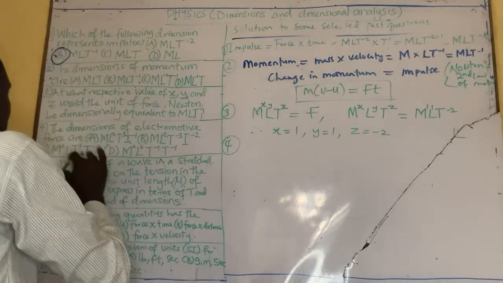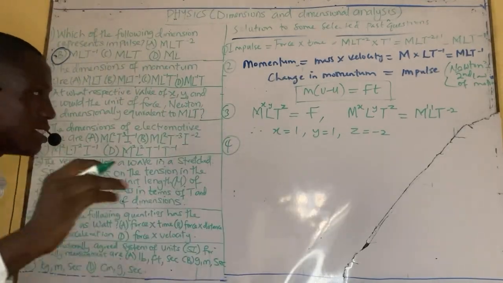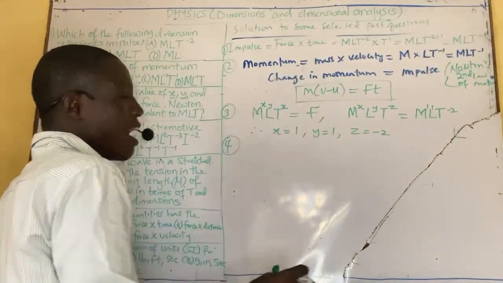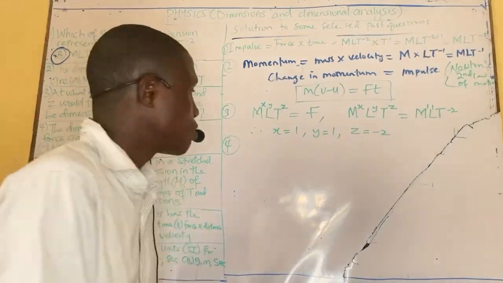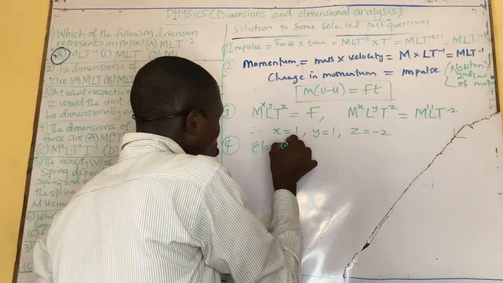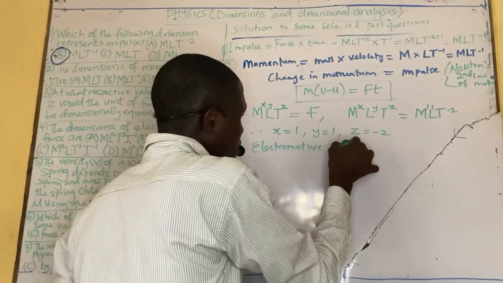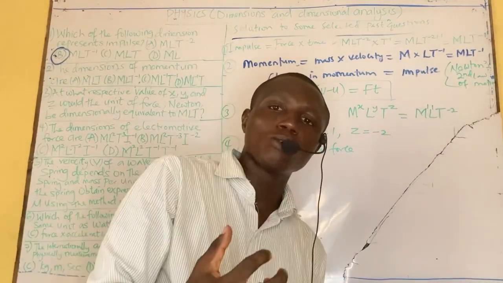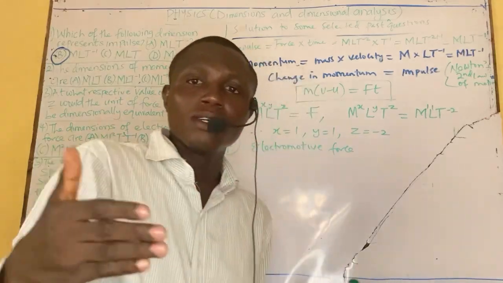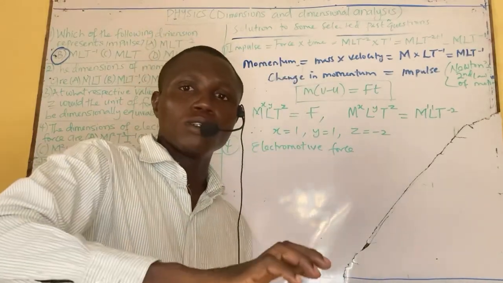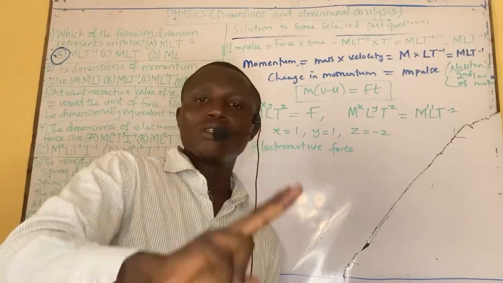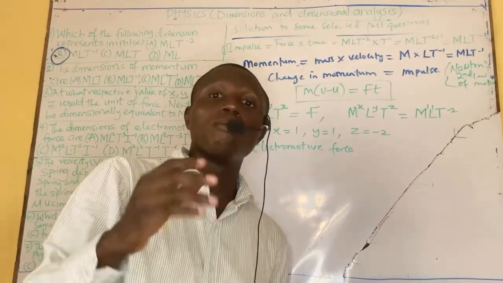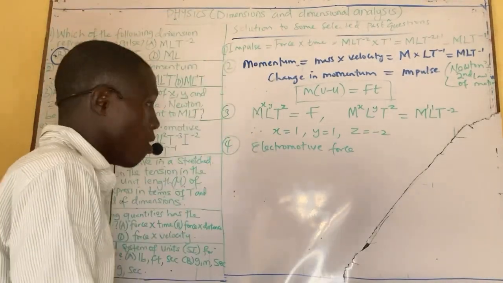Which says the dimension of electromotive force. Now, what do I mean by electromotive force? You must first know the formula of what you are dealing with. You are dealing with electromotive force, so you have to recall it. What is electromotive force? It is the work done per unit coulomb of charge between two terminals of a conducting wire.